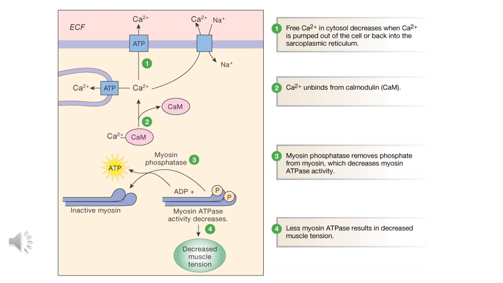And then third, myosin phosphatase is what removes the phosphate from the myosin. Okay, so here now we have to actively remove the phosphate from the myosin. So once this is done, it will decrease this myosin ATPase activity, or the affinity for it to bind to actin. Therefore, you have less myosin ATPase, resulting in decreased muscle tension, or you have less myosin actin activity, and thus you have a decrease in muscle tension, and this is known as relaxation.